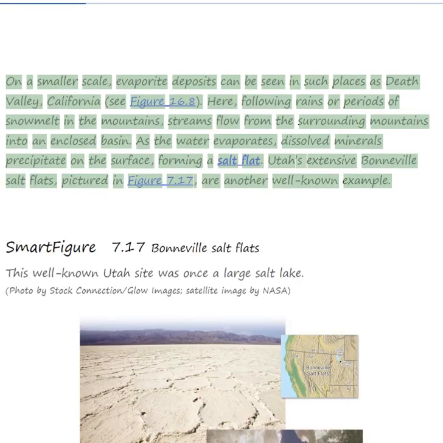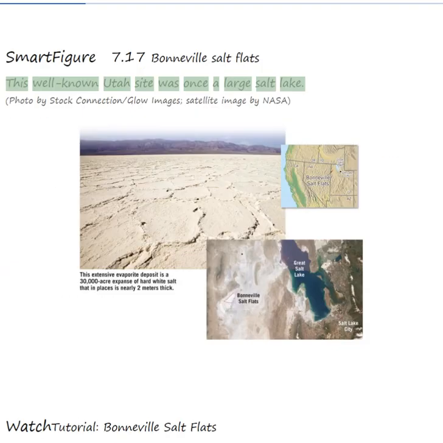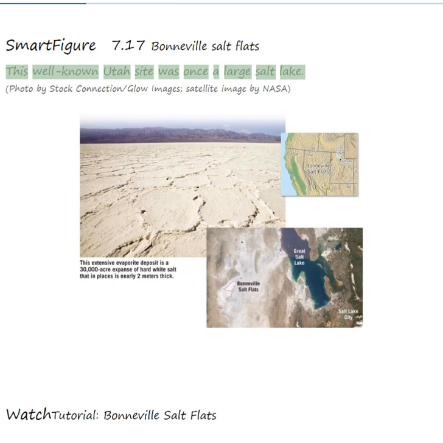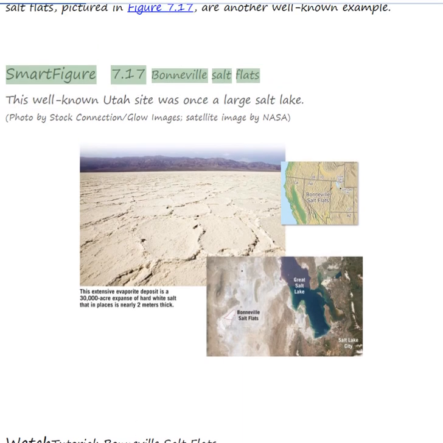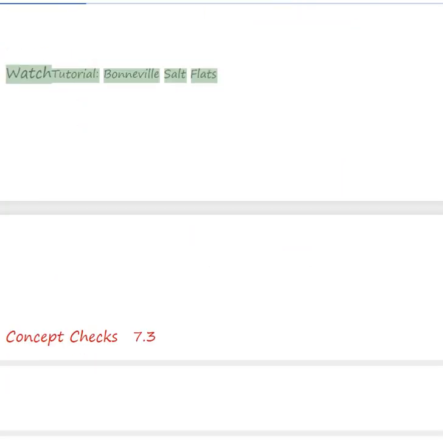On a smaller scale, evaporite deposits can be seen in such places as Death Valley, California. Here, following rains or periods of snowmelt in the mountains, streams flow from the surrounding mountains into an enclosed basin. As the water evaporates, dissolved minerals precipitate on the surface, forming a salt flat. Utah's extensive Bonneville Salt Flats, pictured in Figure 7.17, are another well-known example. This well-known Utah site was once a large salt lake. Smart Figure 7.17 Bonneville Salt Flats. Watch tutorial, Bonneville Salt Flats.